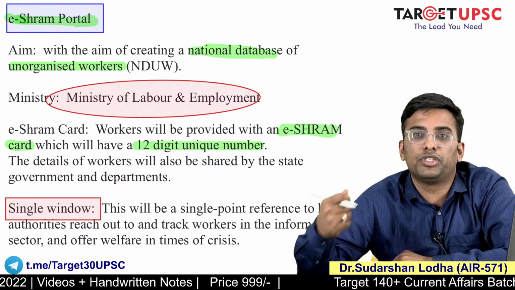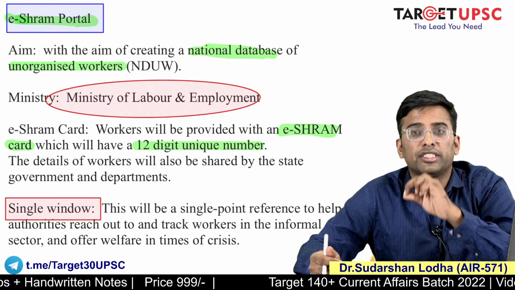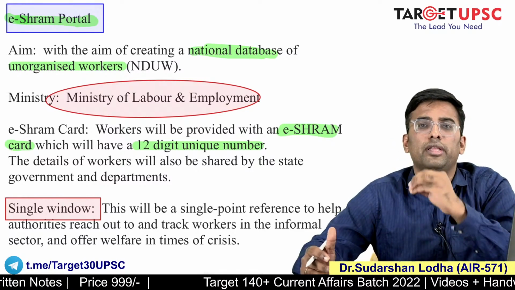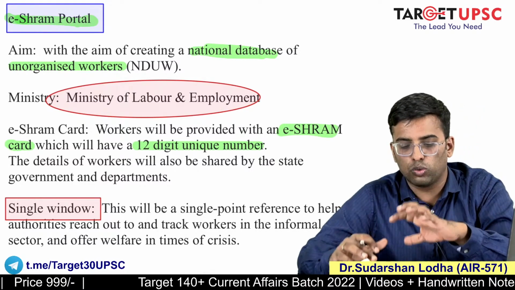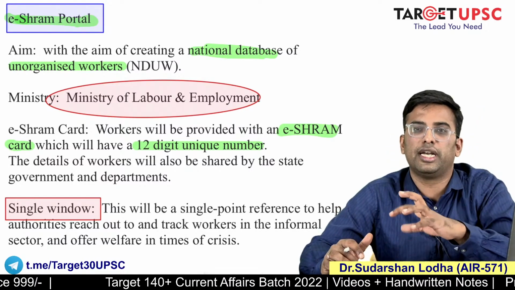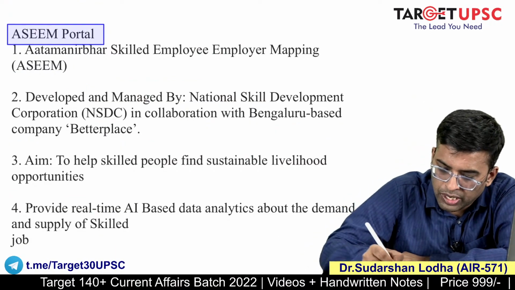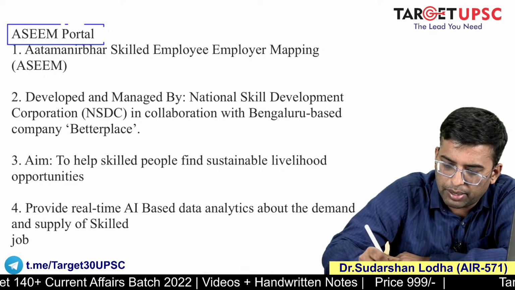all the benefits which Government of India has launched for unorganized sectors, such as various insurance, Pradhan Mantri Jan Suraksha Yojana, Bima Yojana. All the important schemes for unorganized sectors can be availed through this card and through this portal. एक important portal है, national database है, तो ये आपको पता चाहिए. Then there is ASEEM portal also, which you should know. ASEEM portal के बारे में पता चाहिए.